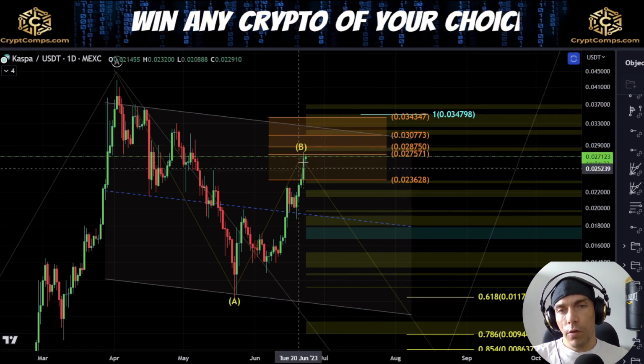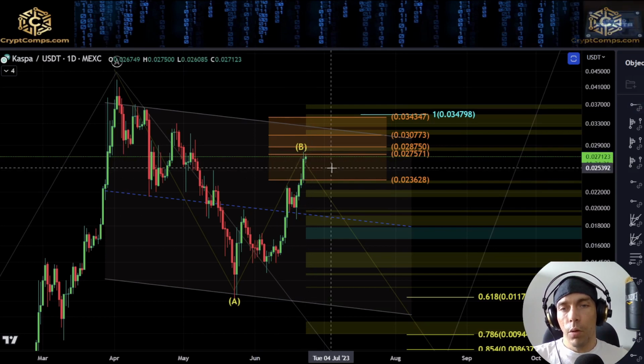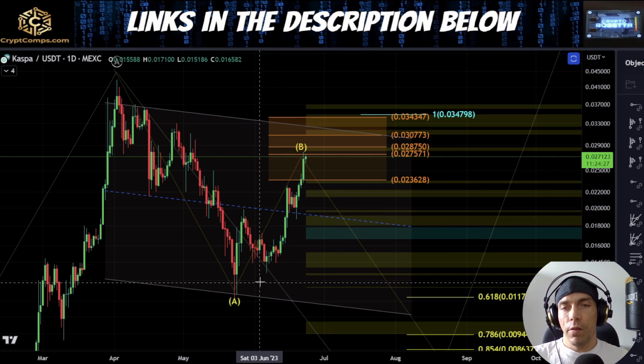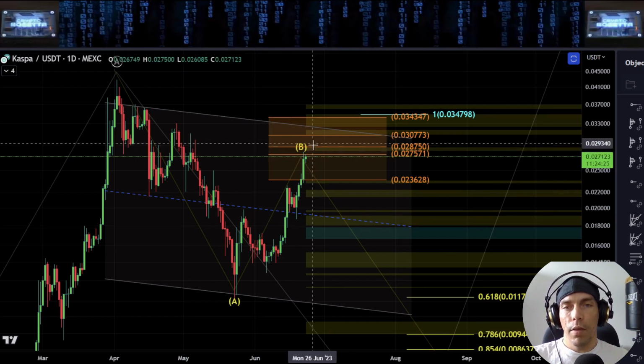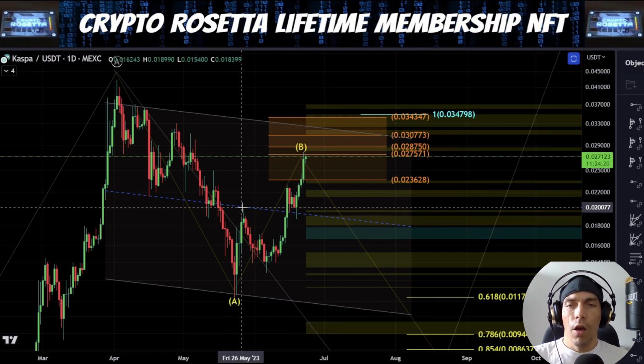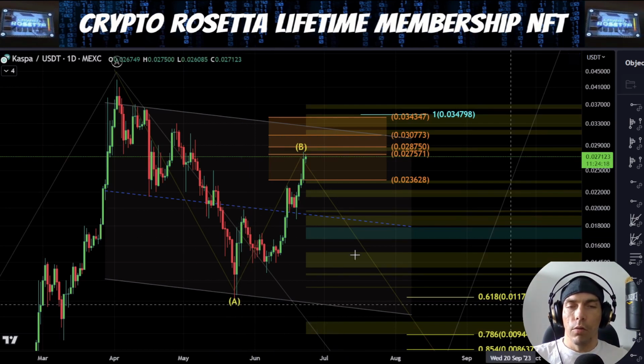So I would be very interested to see how we actually react on this level and to see whether we actually start to break down from here. You know, I am anticipating that we have an additional push up here, and then we're going to have to see whether we can actually manage to reach the 1.618 of this move here. So we're going to go over that internal in a second.